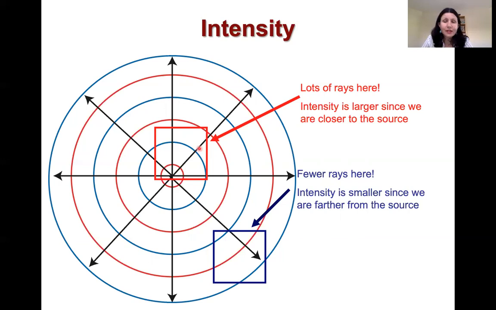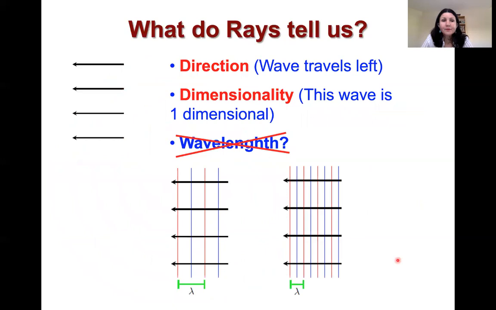And how do we know it's larger? Well, why is it larger? Because we're closer to the source. So the intensity decreases because intensity, remember, is energy per unit area. So as the wave spreads out over a larger area, the intensity goes down. So rays tell us that indirectly.